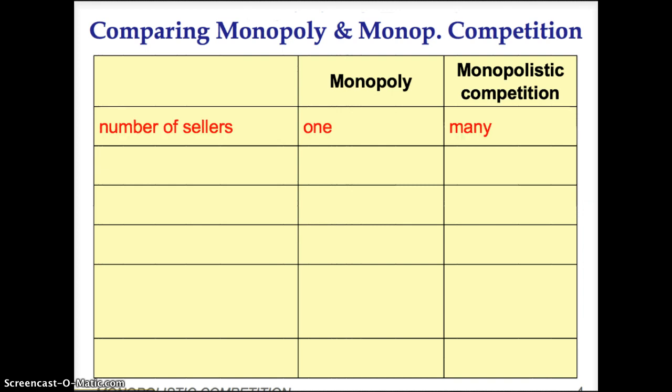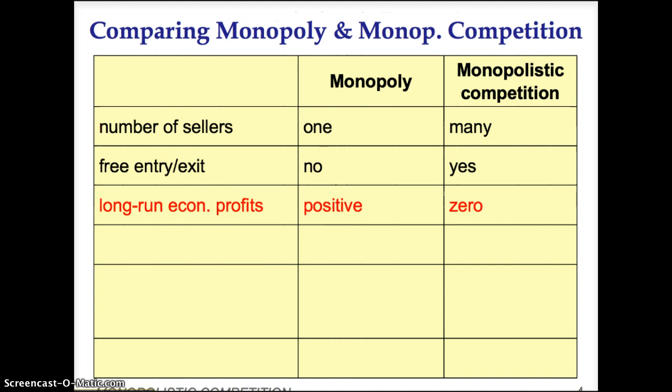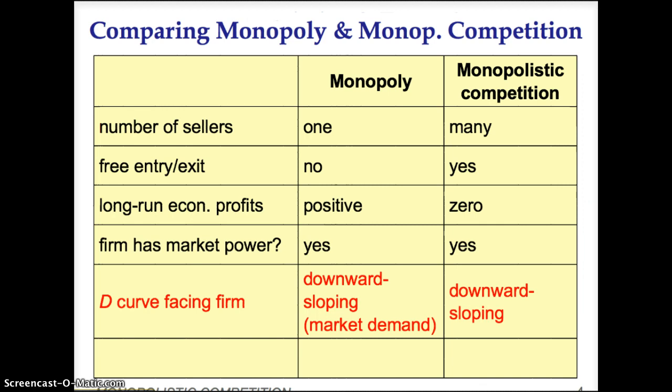Let's compare monopoly and monopolistic competition. Monopoly only has one seller, while there are many sellers in monopolistic competition. Monopoly does not have free entry and exit due to barriers to entry, while free entry and exit do occur in monopolistic competition. Monopolies can earn positive long-run economic profits. Monopolistically competitive firms cannot. Both types of firms have market power, and both have downward sloping firm demand curves. Monopolies sell a product without any close substitutes, while monopolistically competitive firms sell products with many close substitutes.